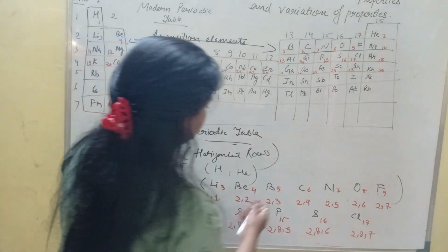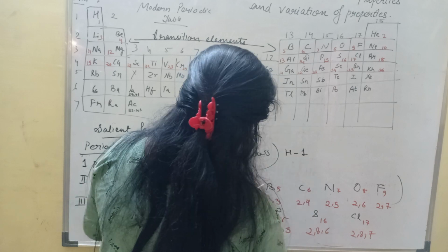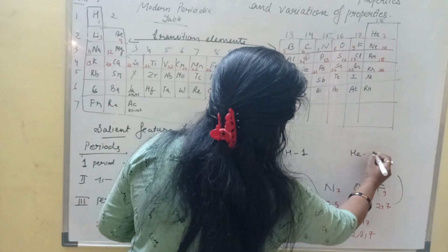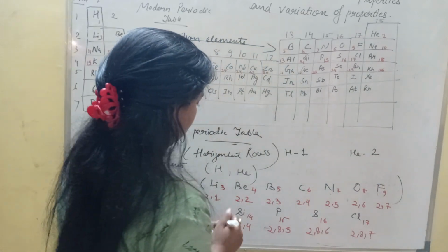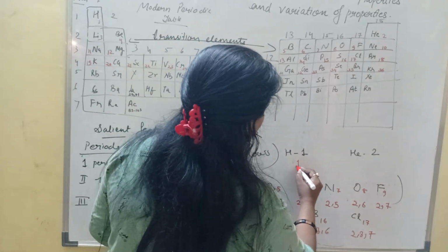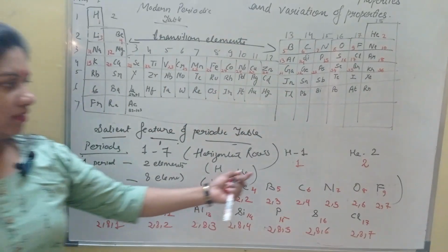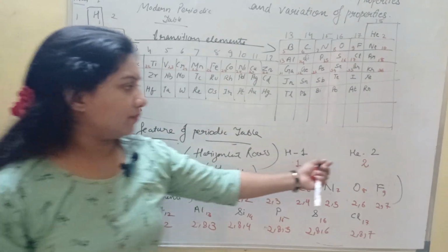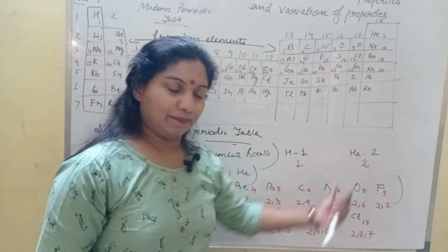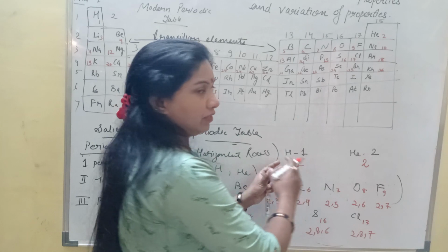Let's write the first period also. Hydrogen, atomic number 1, helium, atomic number 2. Configuration is 1, configuration is 2. Because hydrogen has only 1 electron and helium has 2 electrons, the configuration will be the same. So now try to observe what thing they are having in common.